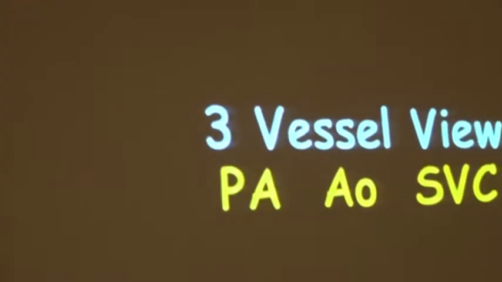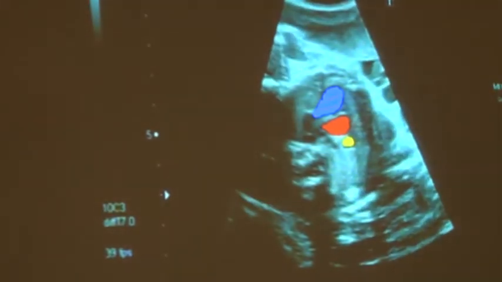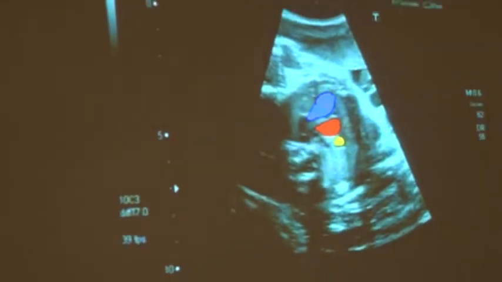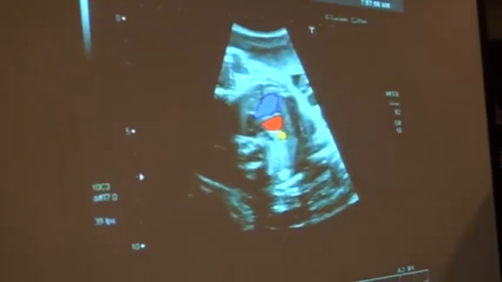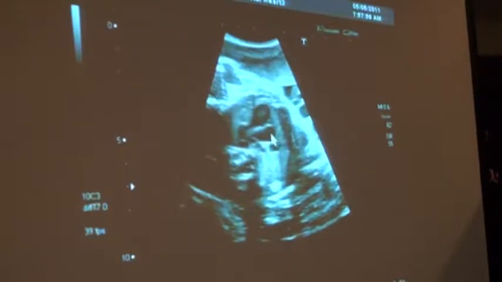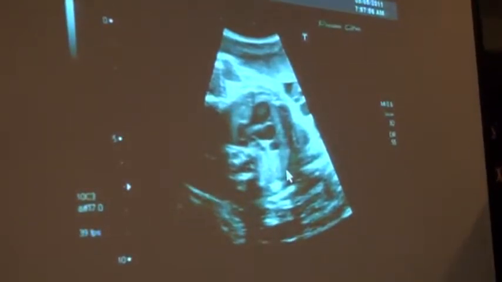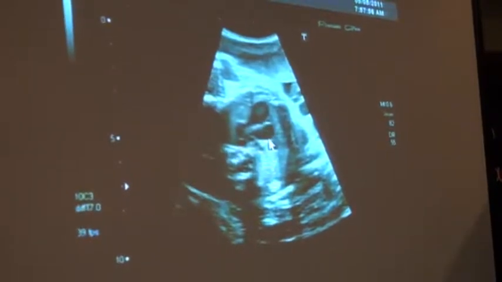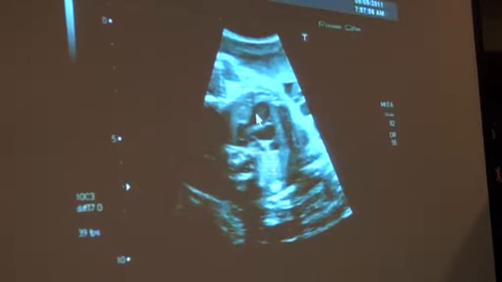Three vessel view, PA, aorta, and SVC. We have this blue is the pulmonary artery, red is the aorta, and yellow is the SVC. The formula is very simple. Make sure that you draw a linear, dotted line for your measurement. All of them should pass through that line, and then you measure from here to here, from here to here, and here to here. If this is 0.6 or 6.0 millimeters, this should be 0.5, and this should be half of the pulmonary artery. Very quick reference that PA, aorta, and SVC are normal.